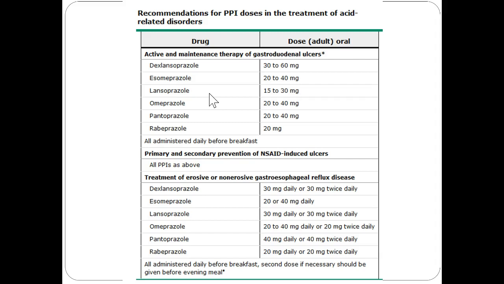This is a chart that I don't want you to memorize, but I get this question a lot in practice, and how to convert PPIs one to the other. There isn't a great conversion, but the nice thing is that esomeprazole, omeprazole, and pantoprazole are all the same dose, and those are some of the more common ones. Lansoprazole is just a little bit less, and then dexlansoprazole is a newer one. Rabeprazole is almost never used, so we don't really think about those too much.